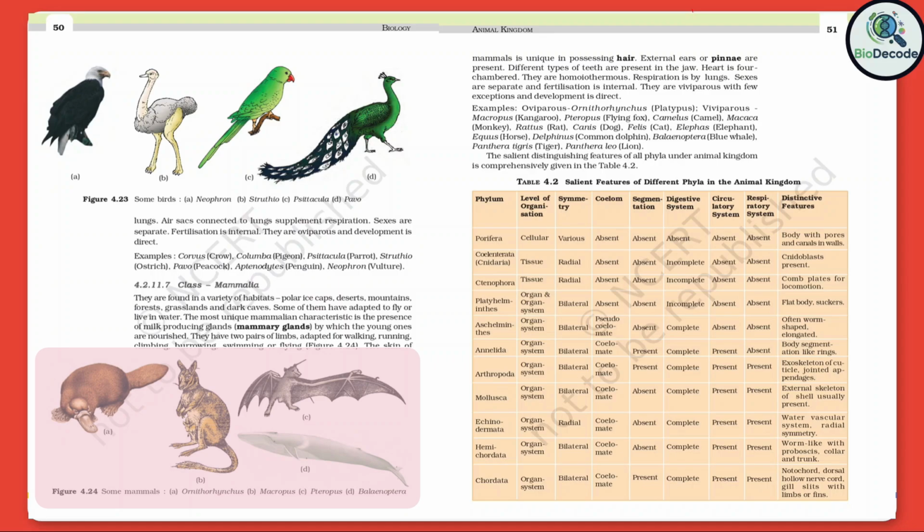D. Balaenoptera blue whale represents aquatic mammals with adaptations for marine life, including a streamlined body, blubber for insulation, and modified forelimbs as flippers. The whale shows evolutionarily advanced placental reproduction and complex social behavior, bridging terrestrial and aquatic adaptations in mammals. This figure collectively emphasizes mammalian diversity, highlighting reproductive strategies, locomotion, feeding adaptations, and ecological niches, marking mammals as highly evolved vertebrates with complex physiology and behavior.